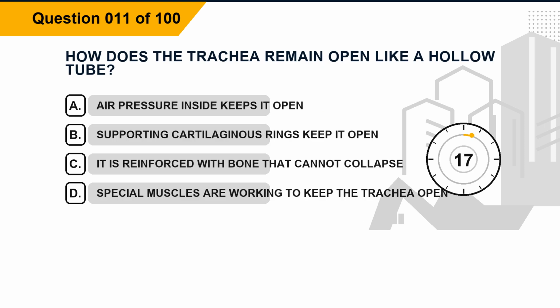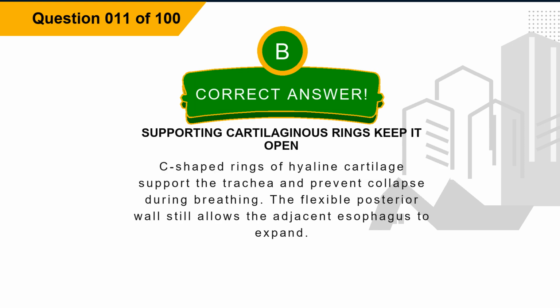Question 11. How does the trachea remain open like a hollow tube? Option A, air pressure inside keeps it open. Option B, supporting cartilaginous rings keep it open. Option C, it is reinforced with bone that cannot collapse. Option D, special muscles are working to keep the trachea open. The correct answer is option B, supporting cartilaginous rings keep it open. Explanation. C-shaped rings of hyaline cartilage support the trachea and prevent collapse during breathing. The flexible posterior wall still allows the adjacent esophagus to expand.